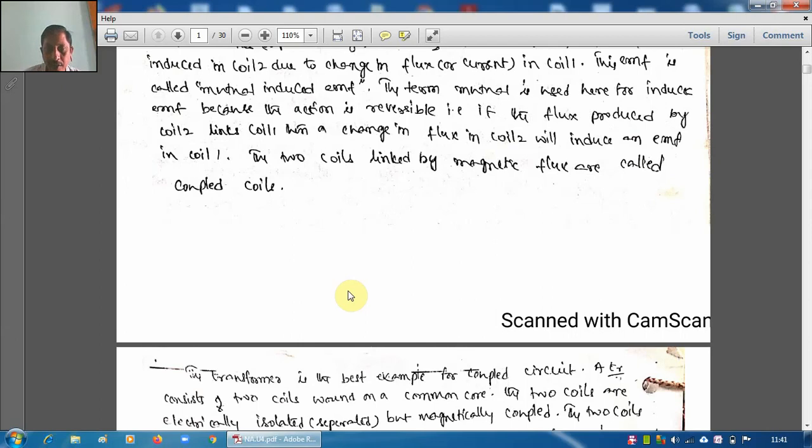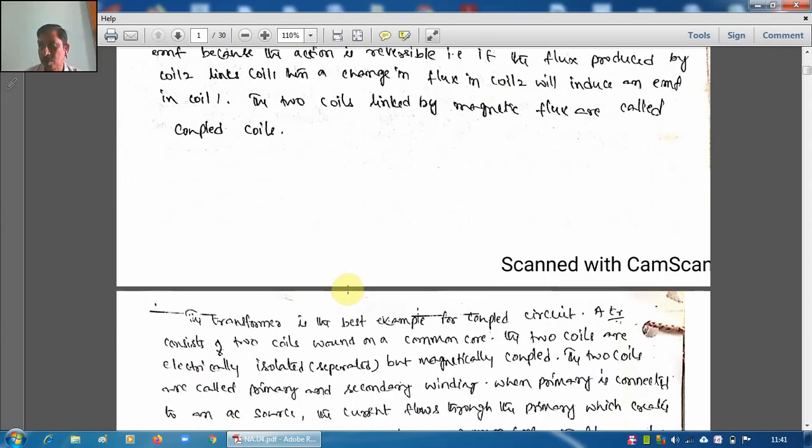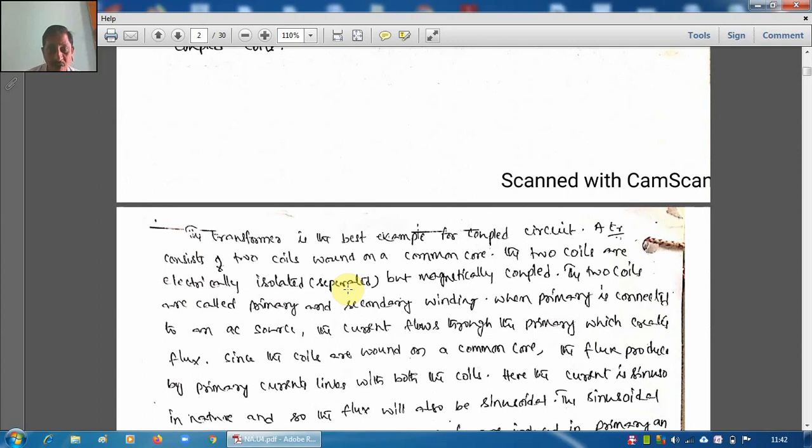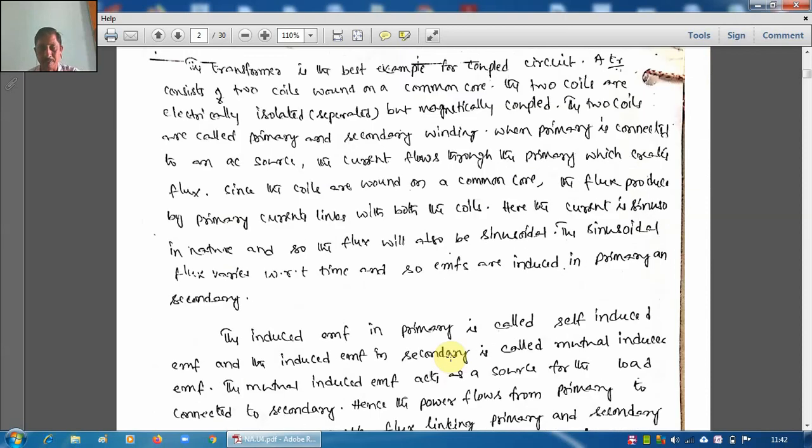By Faraday's law of electromagnetic induction, a self-induced EMF will be induced in coil 1, and if coil 2 is placed near to this coil 1, some amount of flux of coil 1 links with coil 2 also, and in coil 2 also, by Faraday's law of electromagnetic induction, EMF is induced. If EMF is there, we can utilize it for power. So this is about the coupled coils, magnetically coupled or linked coils.